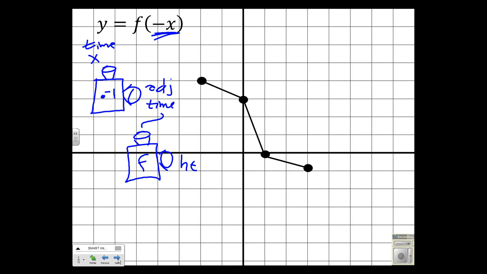What used to be to the right is now to the left. What used to be to the right over here is now to the left. What used to be to the right 0 is now left 0. Right 1 is left 1. And right 3 is left 3. So we end up with this. And I say, oh, I see. It's that this is the one that reflects over the y-axis.